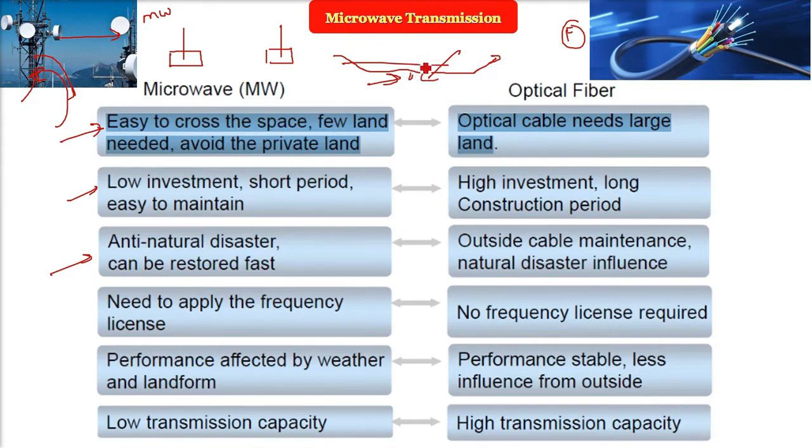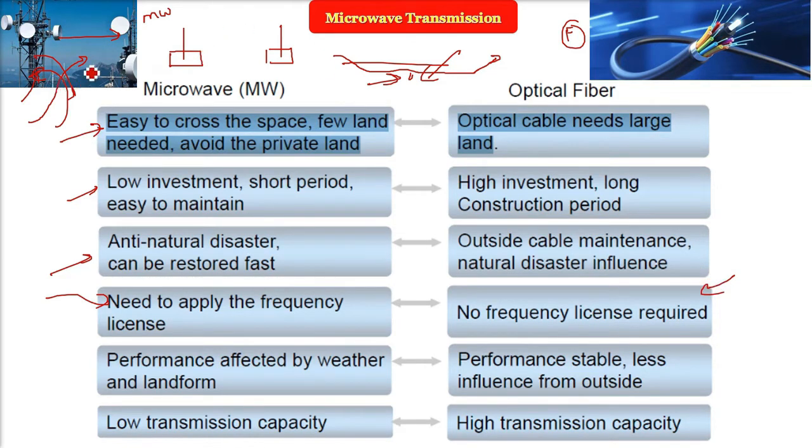When it comes to microwave, you need to apply for the frequency license because you are using the radio frequency that has been licensed by the government. You have to buy it. But in the same scenario, you don't need any license because you're using fiber. We are going point to point, so you don't need any frequency to be bought.